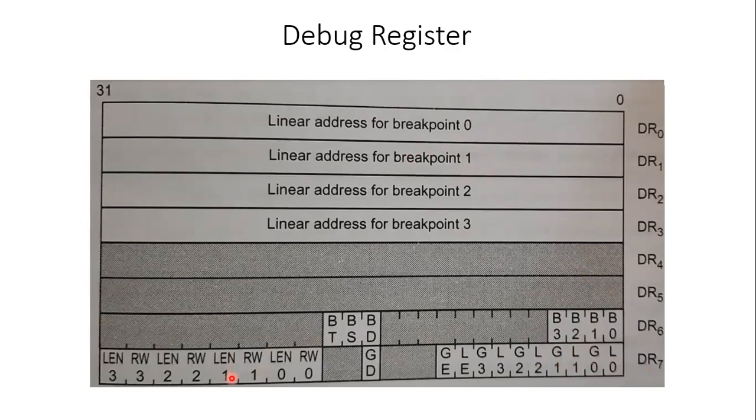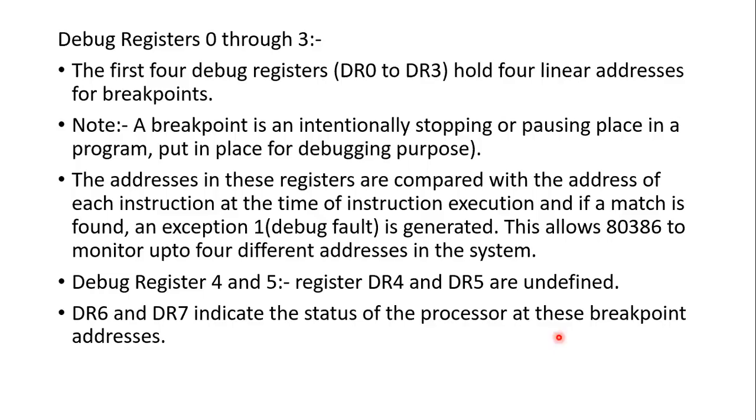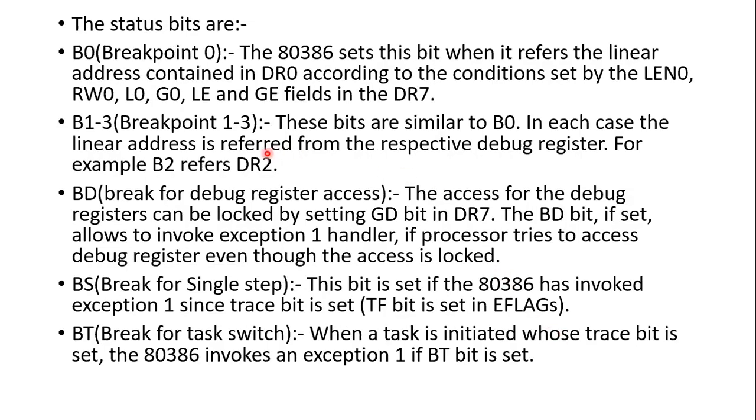Similarly when B2 is set, it will refer to DR2, breakpoint 2, depending on the conditions from LEN2, G2, L2, then length enable and read/write enable. Similarly for B3. Breakpoints 1 to 3, these bits are similar to B0. In each case, the linear address is referred from the respective debug register. For example, B2 will refer to DR2, B3 will refer to DR3.